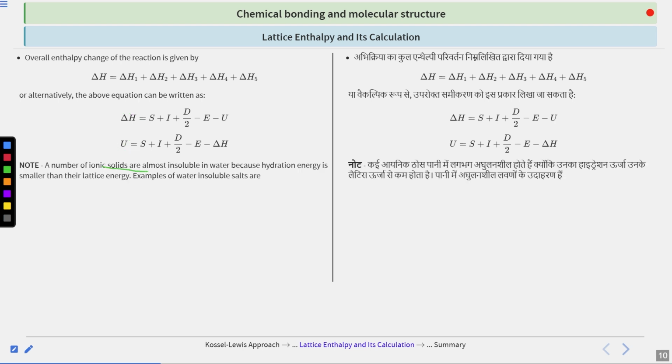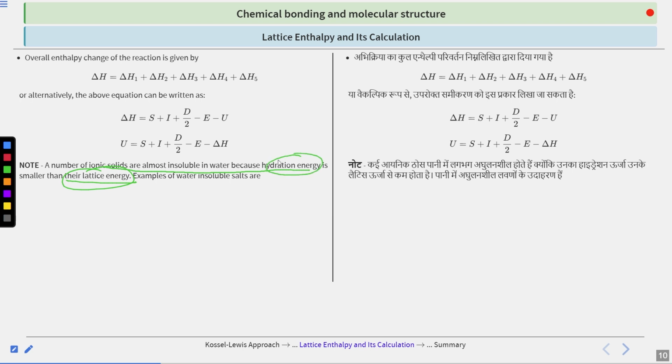Now, a number of ionic solids are almost insoluble in water because the hydration energy is smaller than the lattice energy. So what does this mean? Whenever you want to dissolve an ionic solid in water, you need some energy to break the lattice, and that energy is supplied by the hydration process. Whenever you dissolve the ion in water, it interacts with the water molecules. That attraction is attractive in nature, and as attractive forces increase, energy is released. As a result, that energy is used by the lattice to break into its ions.